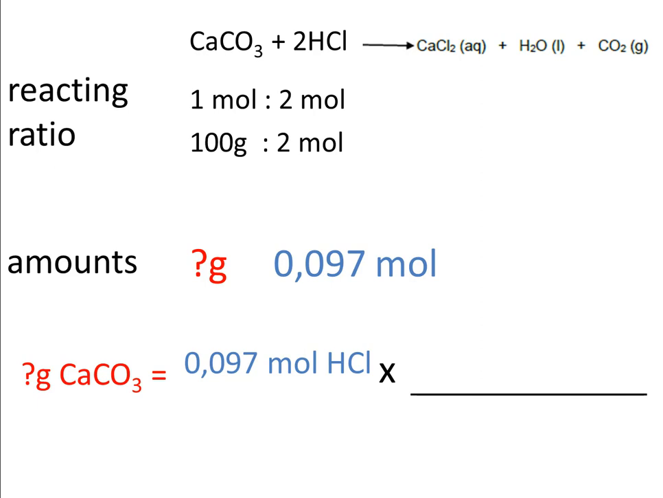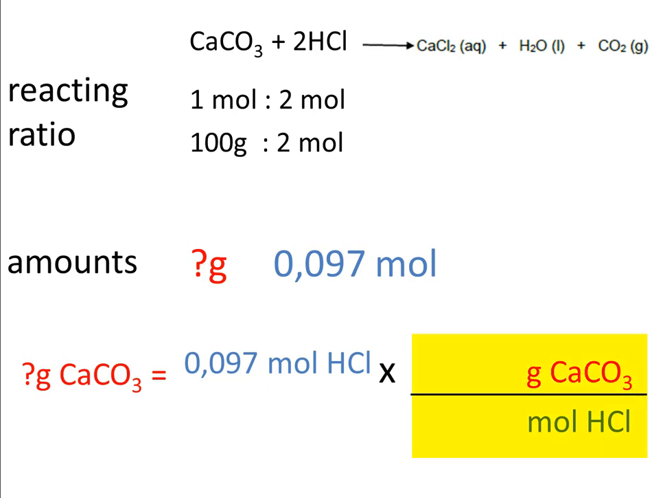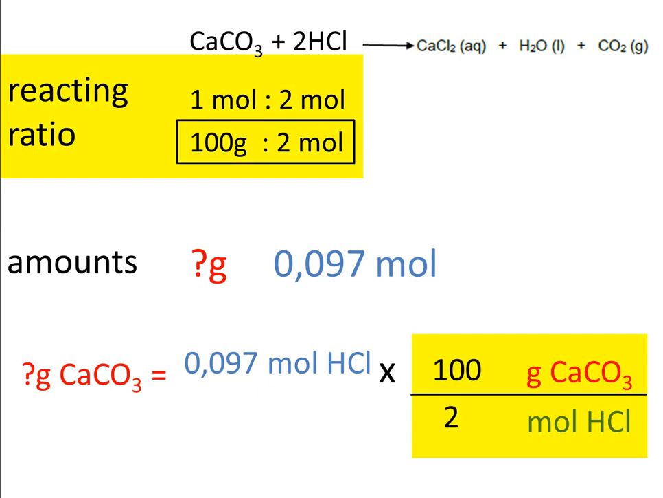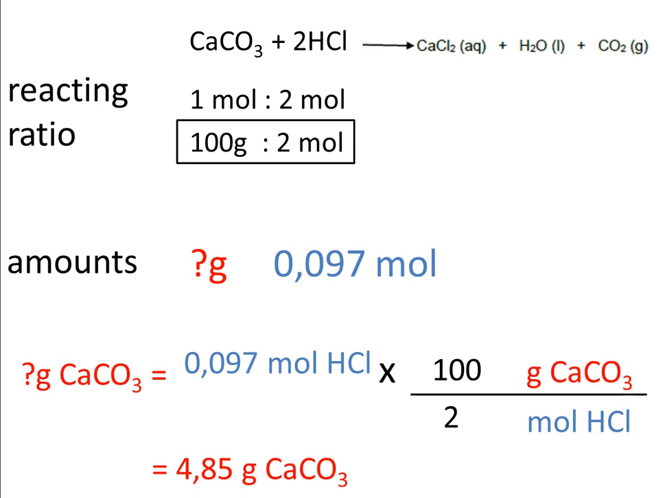To be useful, this conversion factor should have moles of HCl at the bottom and grams of calcium carbonate at the top, so that moles HCl gets cancelled away and we are left with what we are asked to find, grams of calcium carbonate. For the conversion factor to be legal, it must in effect equal 1. In other words, top and bottom of the fraction must be equivalent values for this reaction. In other words, this must express the reacting ratio between these two chemicals. 100 grams of calcium carbonate for every 2 moles of HCl. And we find the answer to be 4,85 grams of calcium carbonate.